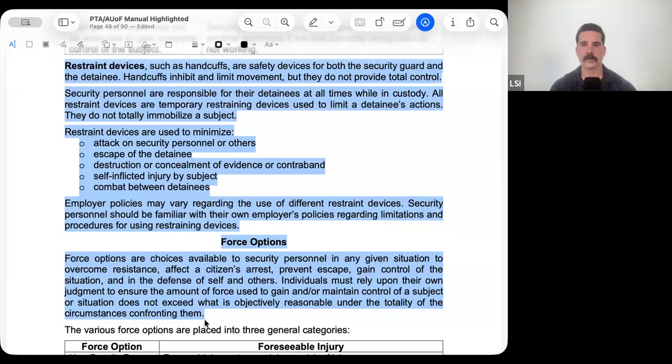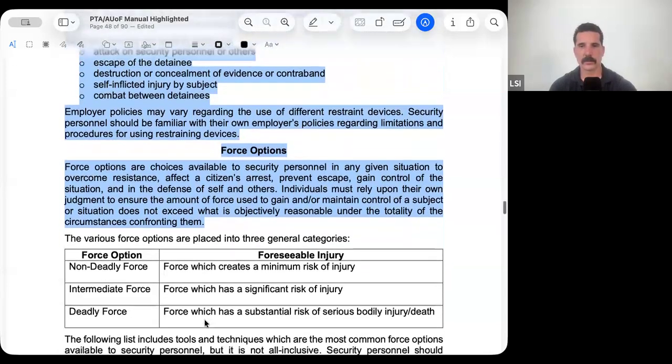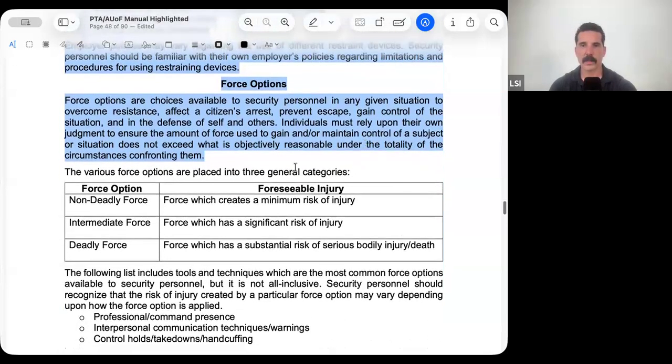Force options. Force options are choices available to security personnel in any given situation to overcome resistance, effect a citizen's arrest, prevent escape, gain control of the situation, and in the defense of self and others. Individuals must rely upon their own judgment to ensure the amount of force used to gain and/or maintain control of a subject or situation does not exceed what is objectively reasonable under the totality of the circumstances confronting them. Remember the totality of the circumstances confronting them. We've already highlighted that, but you can highlight that again if you want.